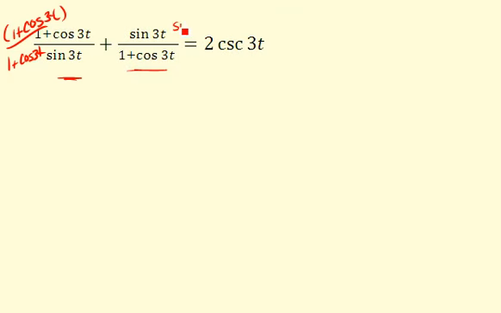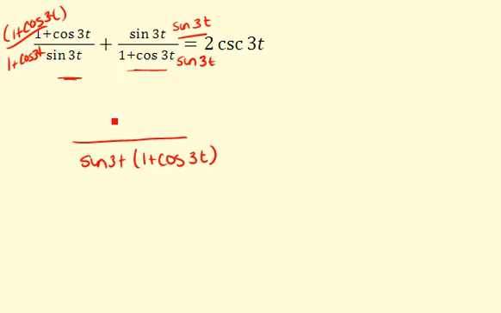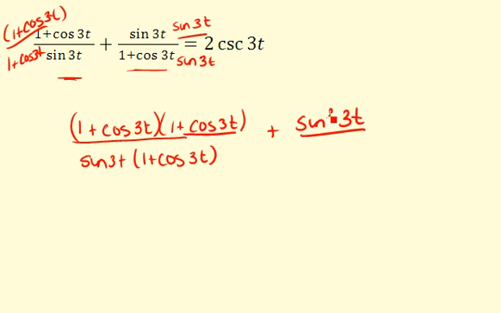Likewise, I'm going to multiply the numerator and denominator of my second fraction by sine of 3t. Now I have a common denominator of the sine of 3t times 1 plus the cosine of 3t. Looking at the numerators, I have 1 plus the cosine of 3t times itself, plus the sine squared of 3t all over the common denominator.